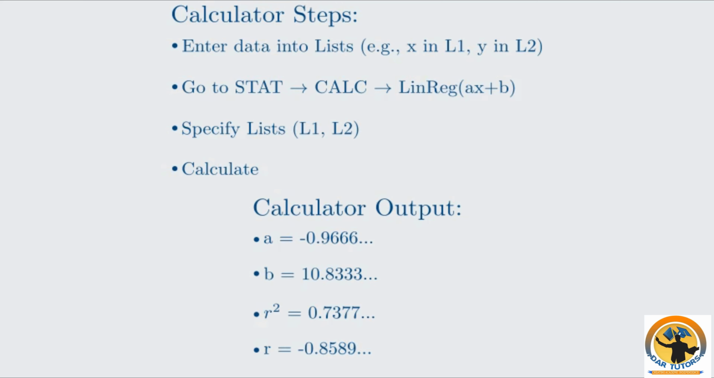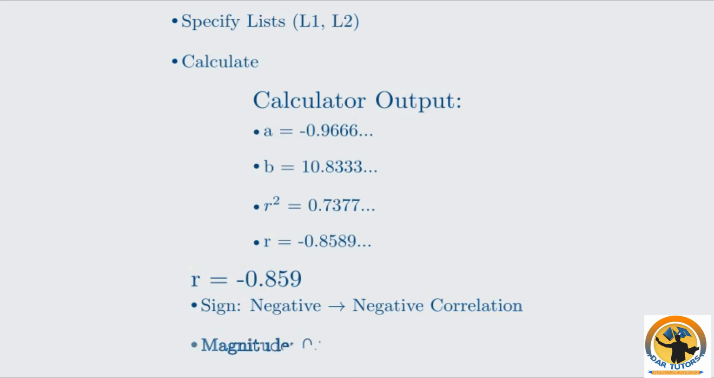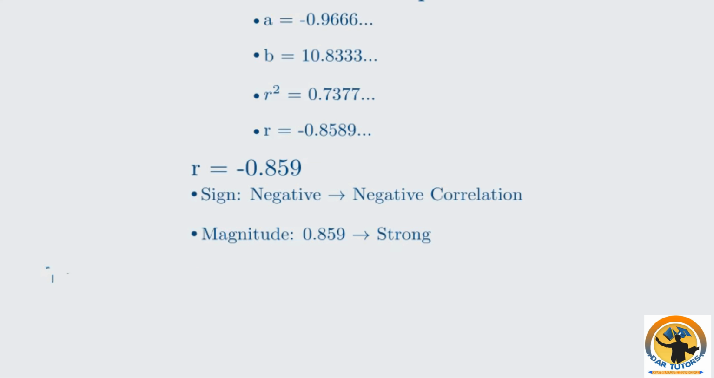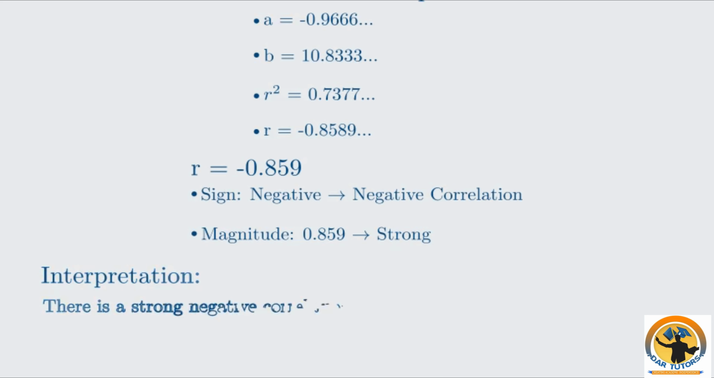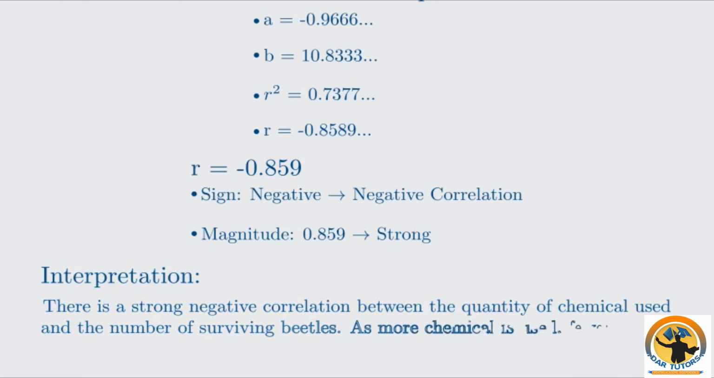Now, let's interpret this result. The value R equals -0.859 is negative, which tells us the correlation is negative. The absolute value is 0.859. If we refer to our guide, this falls into the strong negative category, as it is between 0.95 and 0.87. So, we describe the correlation as a strong negative correlation. But what does strong negative correlation mean in context? It means that as the quantity of chemical used increases, the number of surviving beetles tends to decrease. The strength of this relationship is strong, suggesting that the chemical is effective.